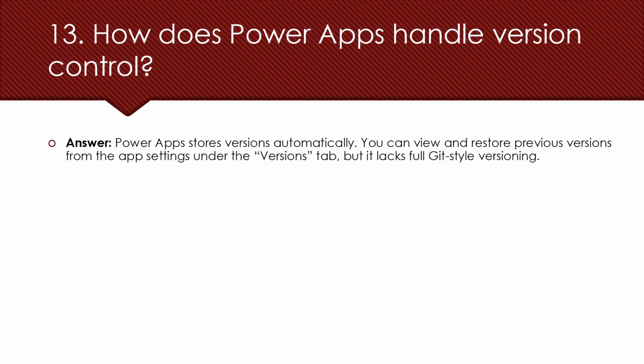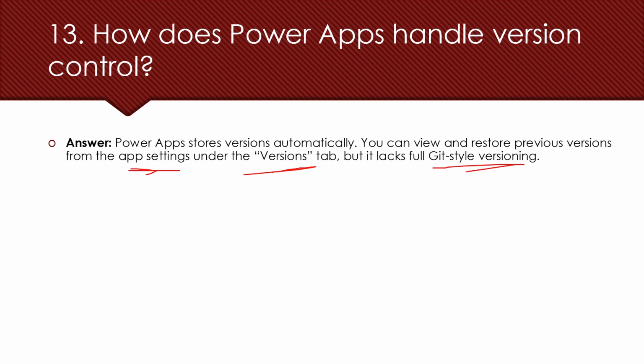Okay. Question number 13. How does Power Apps handle version control? So Power Apps stores versions automatically. We can view and restore previous versions from the app settings under the versions tab, but it lacks full Git style versioning at the moment. Git style versioning is not available in Power Apps.